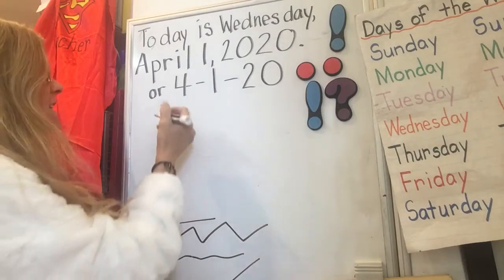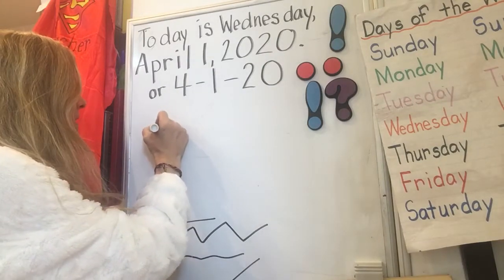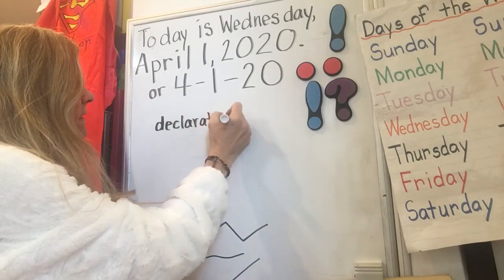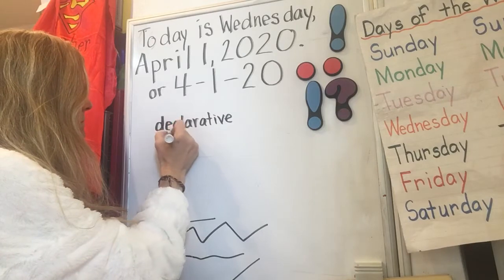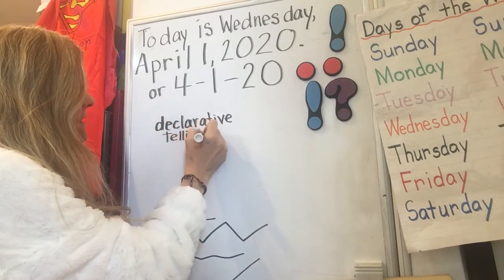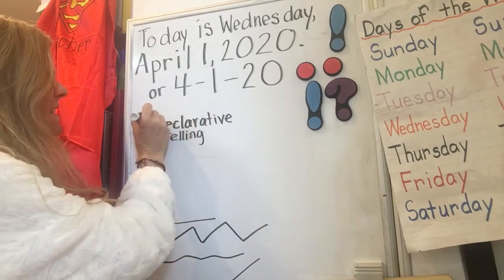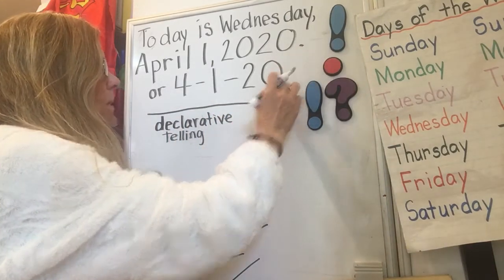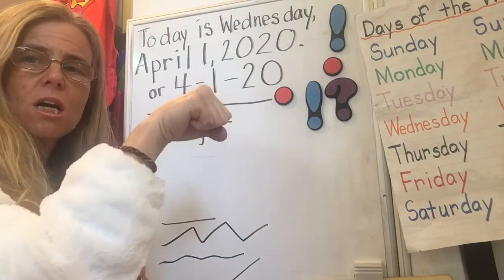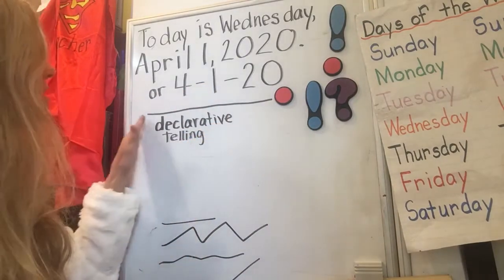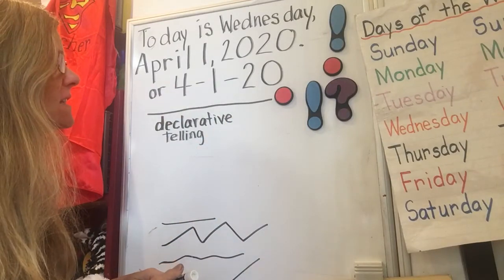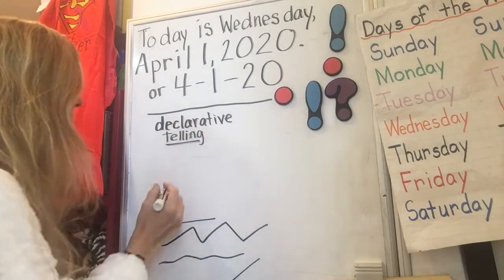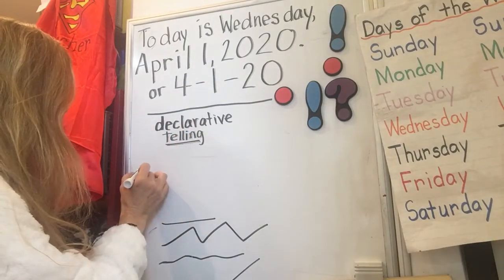So the first kind of sentence is what's called declarative. It's also called a telling. Just a telling sentence. And with a declarative or telling sentence, your voice stays pretty even, and you use a period at the end. Just a period. Declarative or telling sentence. Just telling.